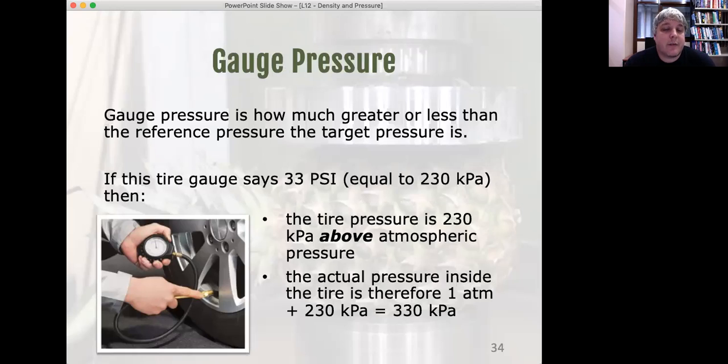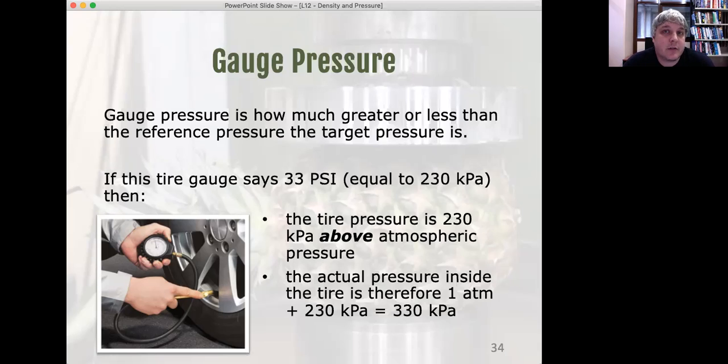Tires on cars are a very common example. If you have a tire pressure gauge and it says 33 psi, which is pounds per square inch, pounds being a unit for force, square inch being a unit for area, so it is a pressure reading, 33 psi is equal to 230 kilopascal. If your tire gauge says 230 kilopascal, that means that the tire pressure is 230 kilopascal above atmospheric pressure. The 230 kilopascal is your gauge pressure, the difference between your target pressure and your reference pressure, reference in this case being Earth's atmospheric pressure. So it would be 230 kilopascal above atmospheric pressure.